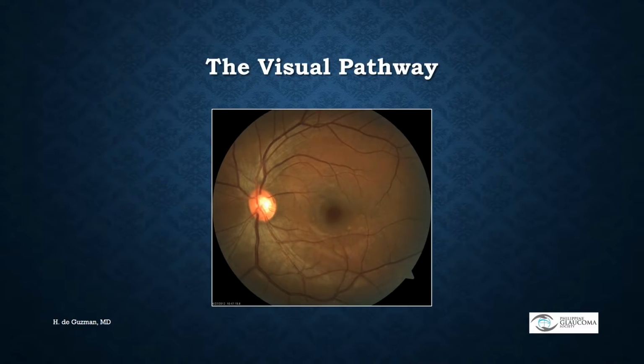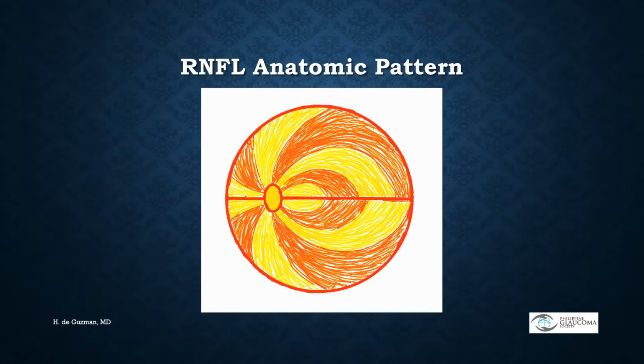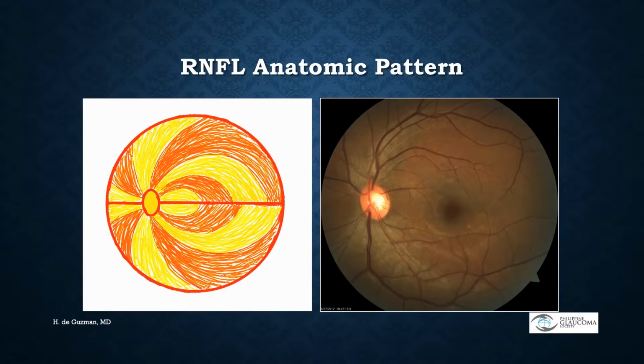The visual pathway starts at the retina, and the organizational pattern that produces recognizable visual field defects starts at the retinal nerve fiber layer. At the level of the RNFL, we can divide the retina across the fovea into superior and inferior halves. That line is called the horizontal raphe. Within each half of the RNFL, we can divide it into bundles that are mostly symmetrical horizontally.